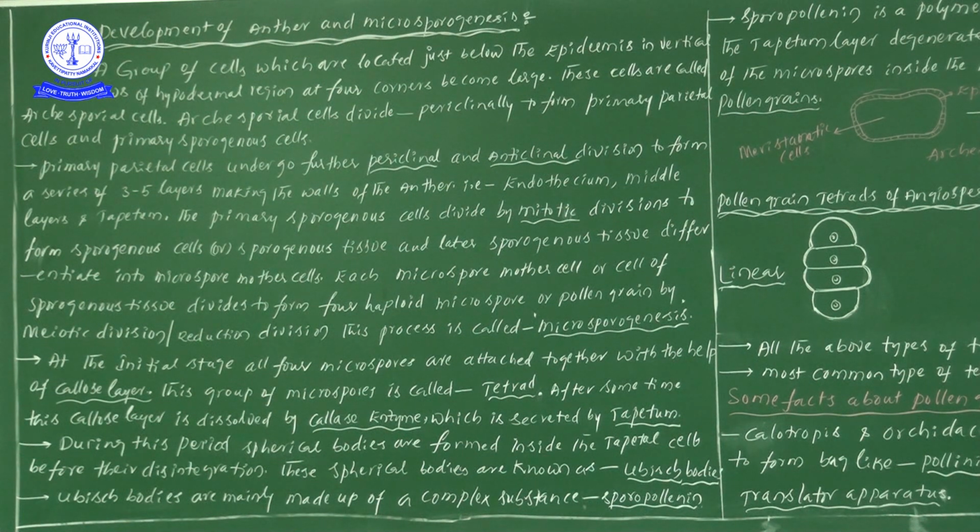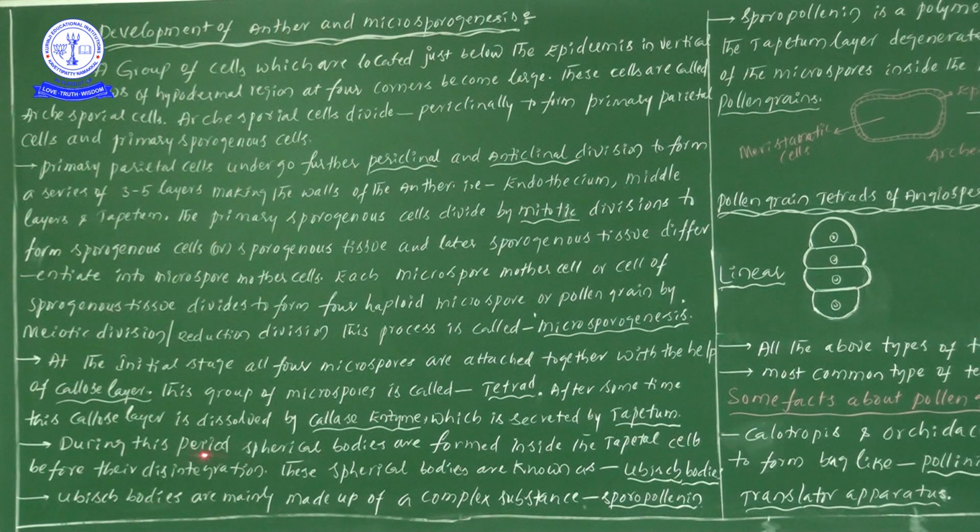One more point we are discussing. What is that? For the degradation of the callose layer, which helps in keeping all pollen grains together as a tetrad, the callase enzyme is secreted by the tapetum. Means here the degradation of the callose layer is also under the control of tapetum cells. So that particular point, you try to save in your mind.